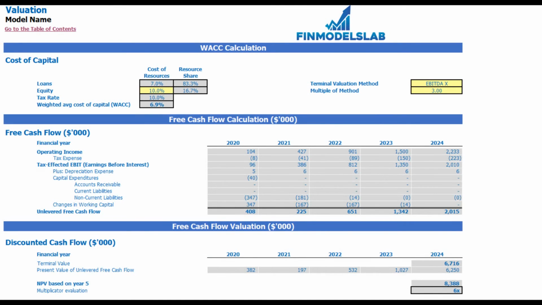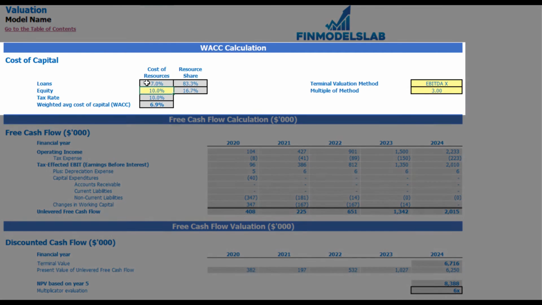On the Valuation tab, you may see the calculation of company valuation based on the cost of equity, which you may input here, cost of loans you previously inputted on the dashboard, calculation of resource share you may see here, there is also tax rate, and here you may find the weighted average cost of capital.